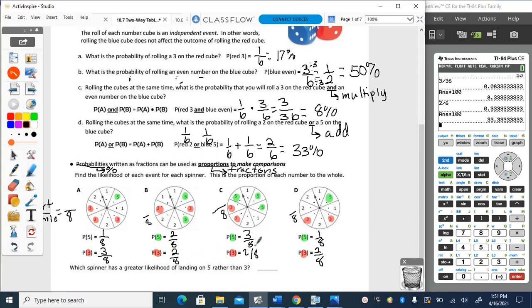On the third spinner, spinner C, we have a 3 and a 2. So 5 has a greater likelihood. And then on the last one, we have a 1. 5 has a 1 and 3 has a 2. So 5 is less likely to be landed on. So that means our answer is C. C has a higher likelihood of landing on 5 than 3.